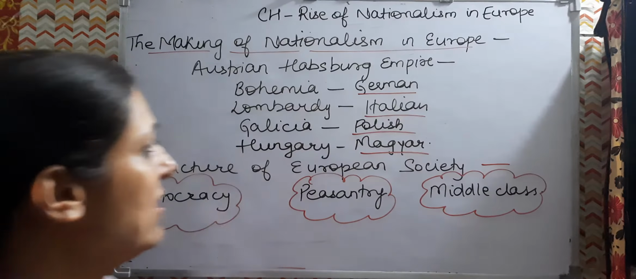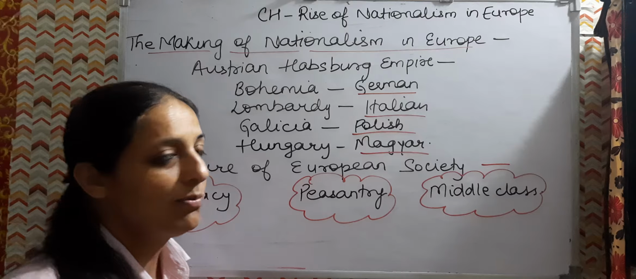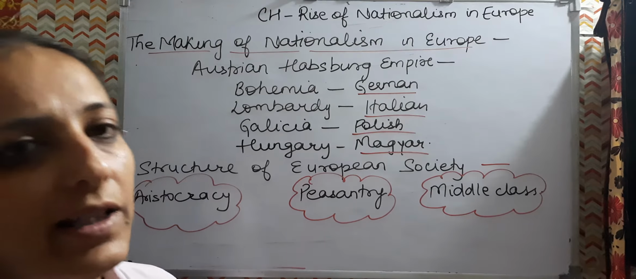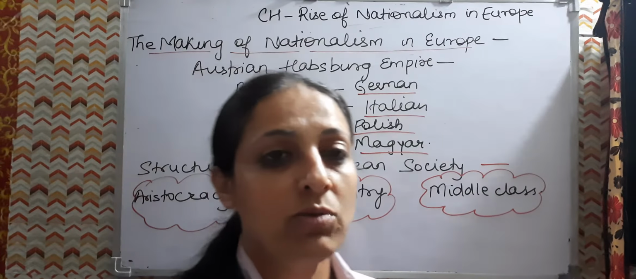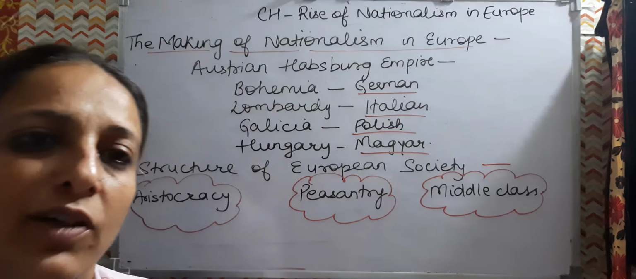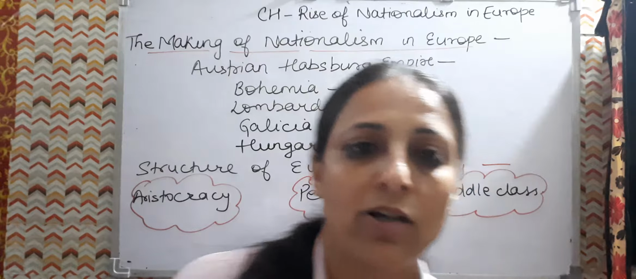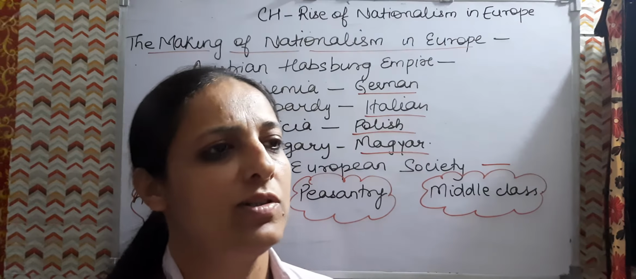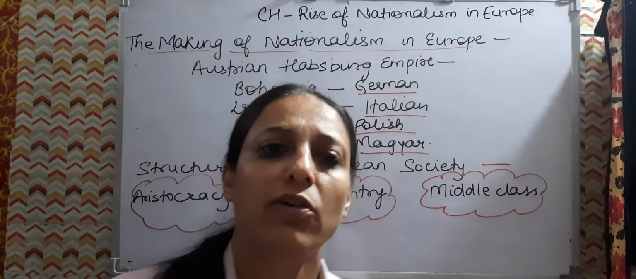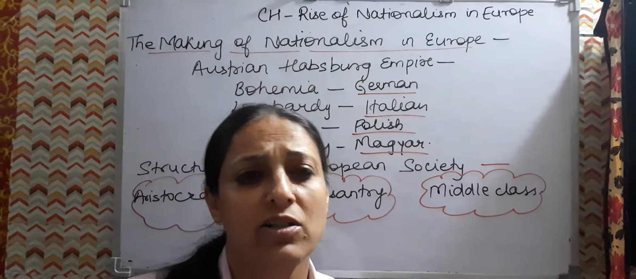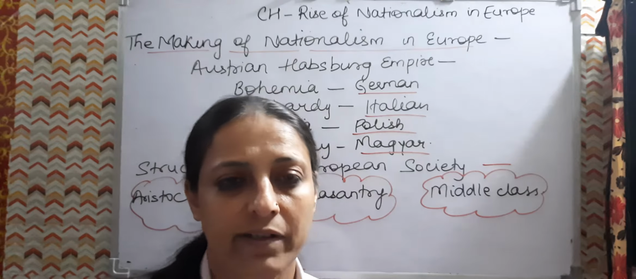So if this is the condition, a diverse population was living, but they had only one common binding tie, that is the emperor was common, the emperor was one. So if this is the condition, from where did the feeling of nationalism emerge? If a diverse population is living, they don't have any common culture, any common tradition, then from where will the unity, the common identity, the common binding develop?